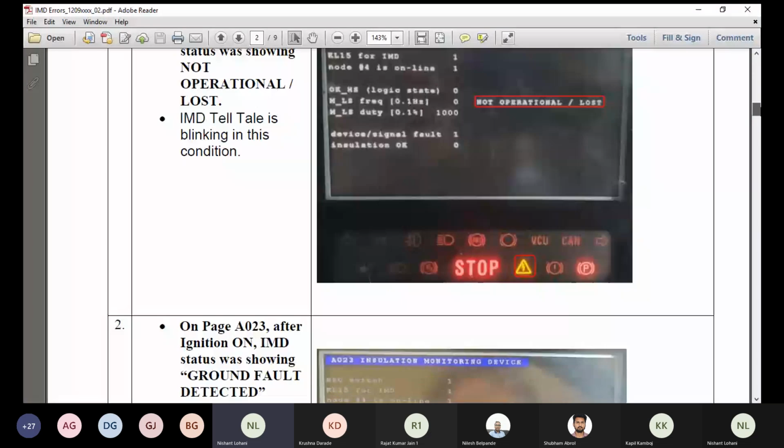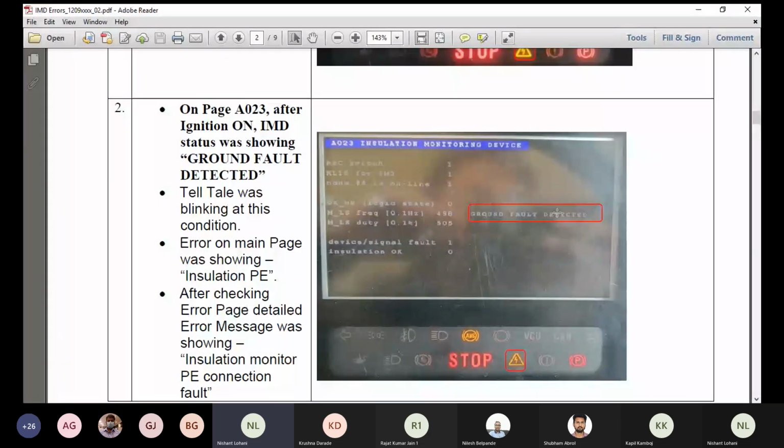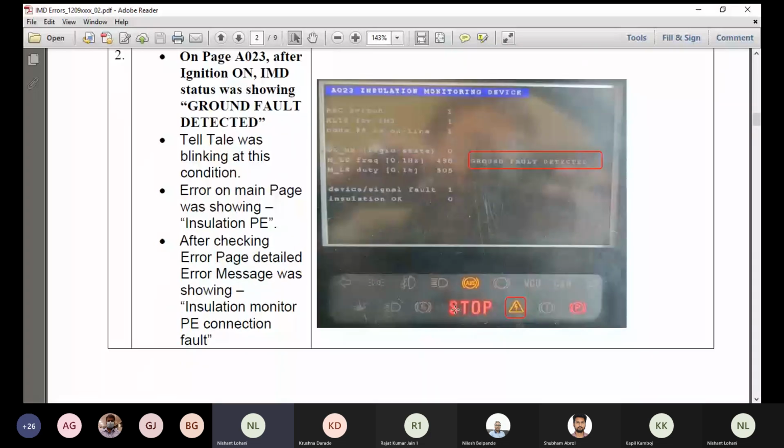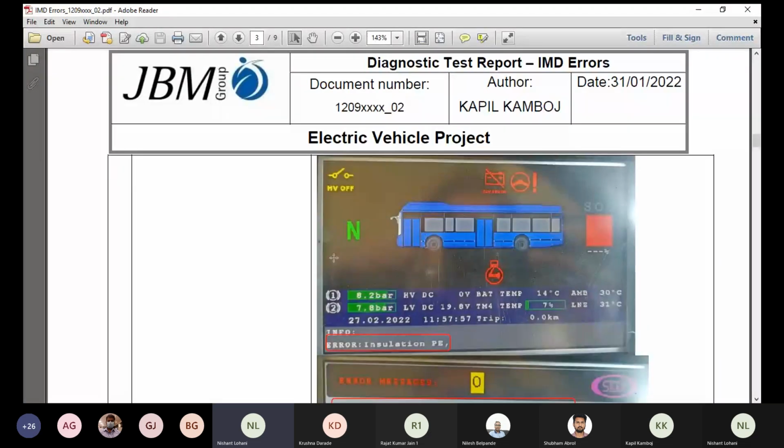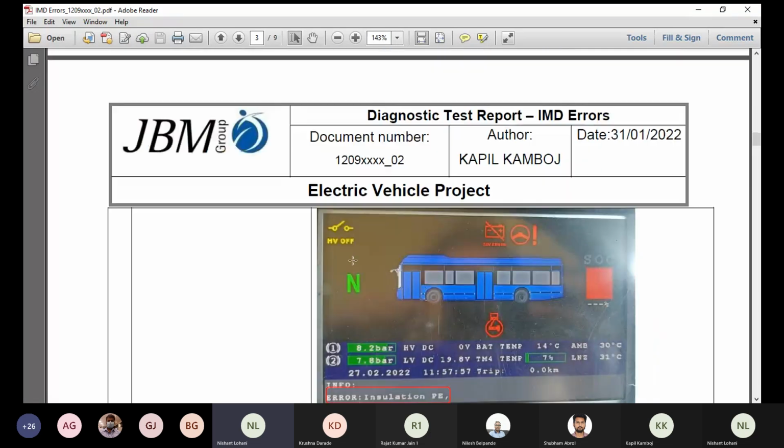Then there can also be a case where we see ground fault detected on this IMD page. After switching on the RBC, we see that the ground fault is detected and the IMD telltale is blinking. If we go to the first main page, it will show that the error is insulation PE, meaning a ground fault is detected.